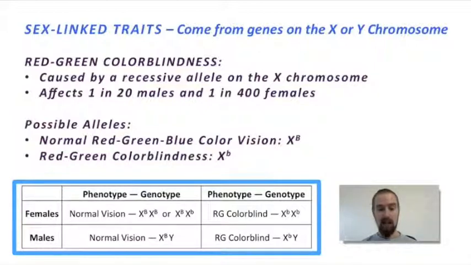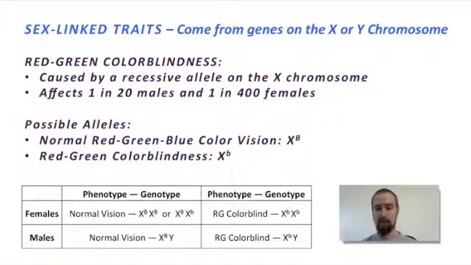As you can see, in females who have two X chromosomes, there are two possible genotypes that result in normal color vision, and only one that results in red-green color blindness. A female with this genotype, even though she is a carrier for the recessive color blindness allele, also has one copy of the dominant allele that results in normal color vision, so she will not be colorblind. A female must inherit two copies of the recessive color blindness allele to have this condition.